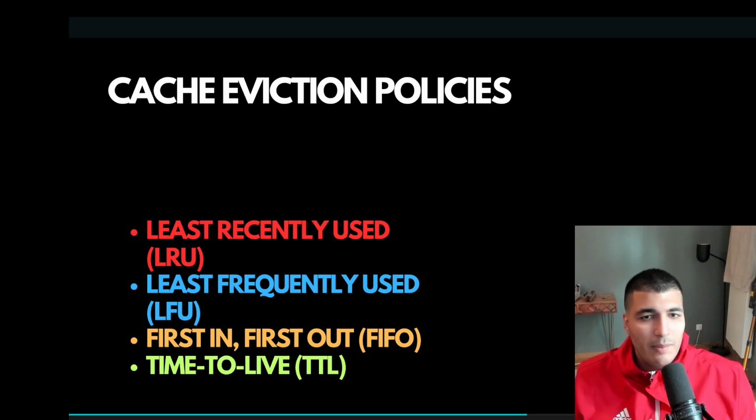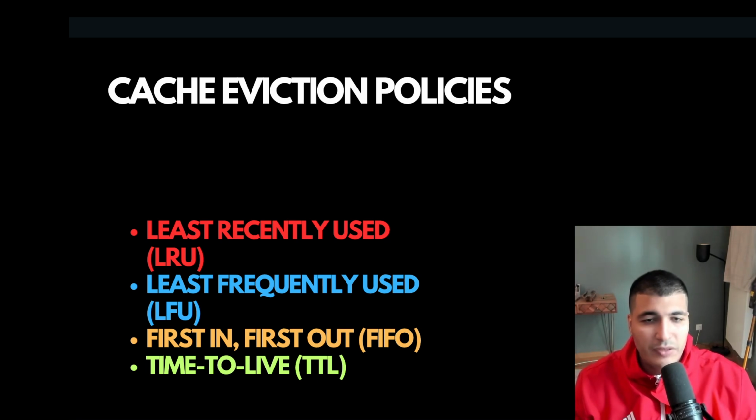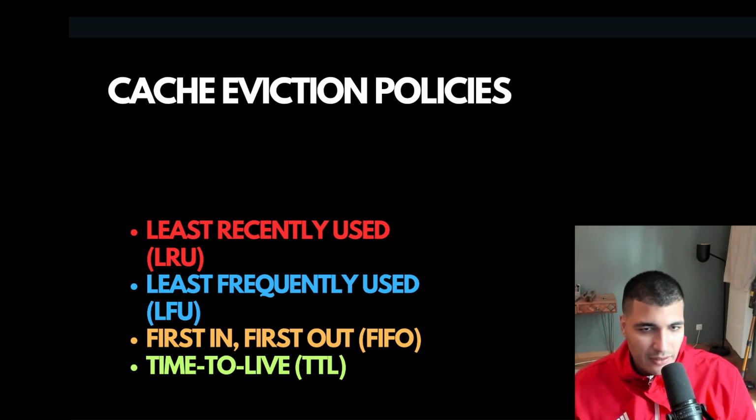Next, we will talk about cache eviction policies. Caches have limited storage space. So what happens when the cache gets full and new data needs to be stored? This is where cache eviction policies come in. These policies determine which existing data items should be removed to make room.